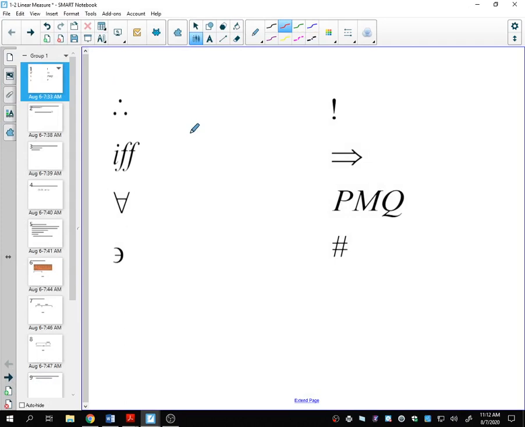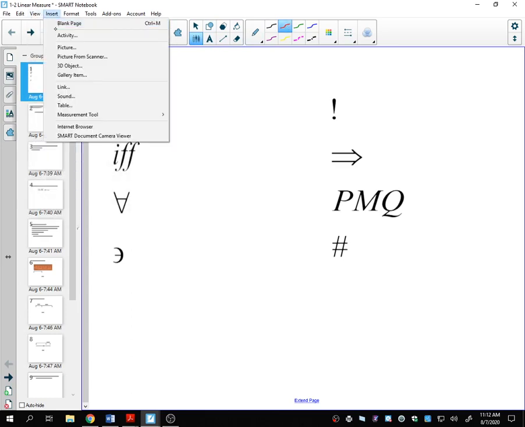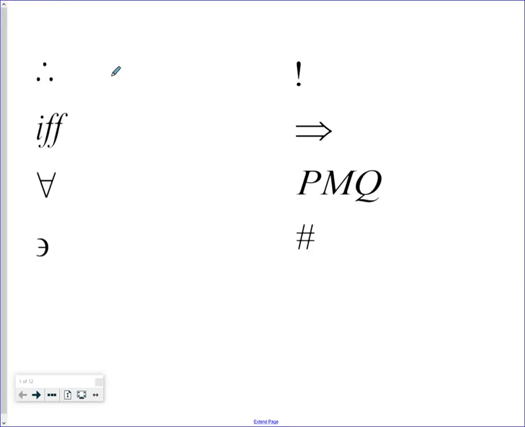Okay, here we go. So we are on 1-2 linear measure today. Like I just told you guys, we're going to skip the proofs for now. We might come back to it later if we have time, but it's good news for you. We're not going to do it for a while, so you'll be fine.